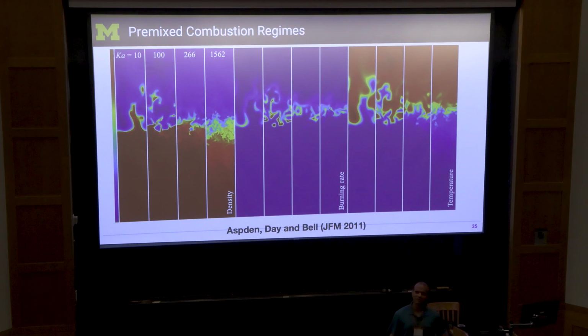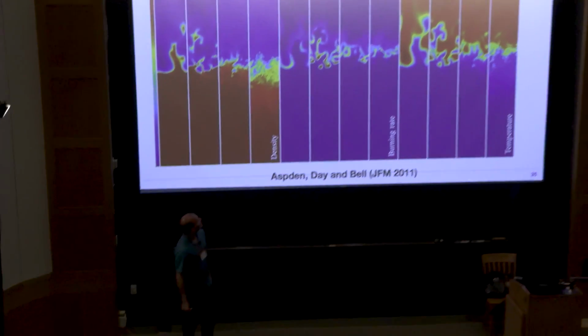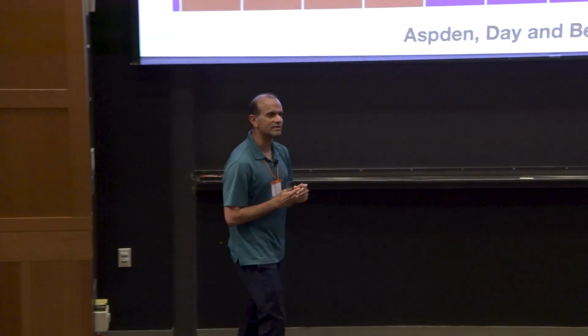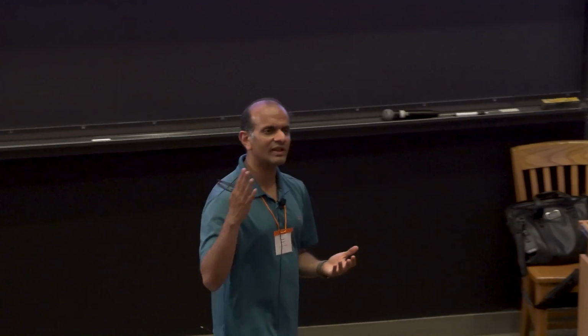So the point to remember from this is that when you have higher and higher Karlovitz numbers, or higher and higher turbulence, it's going to start impacting how the reactions actually take place. Okay? So that is the core of what is called turbulence flame interaction.